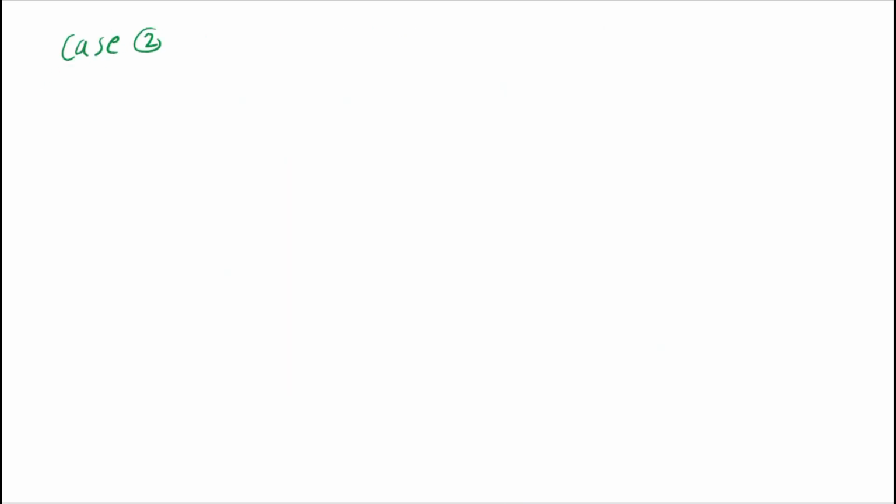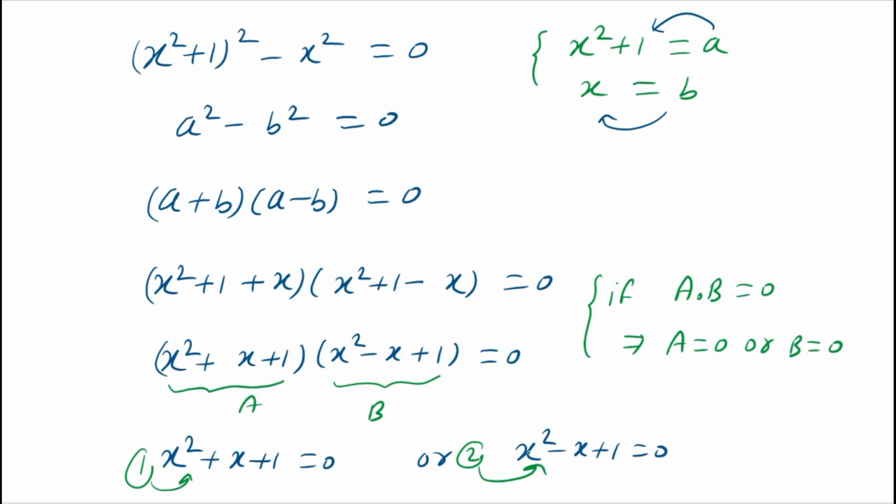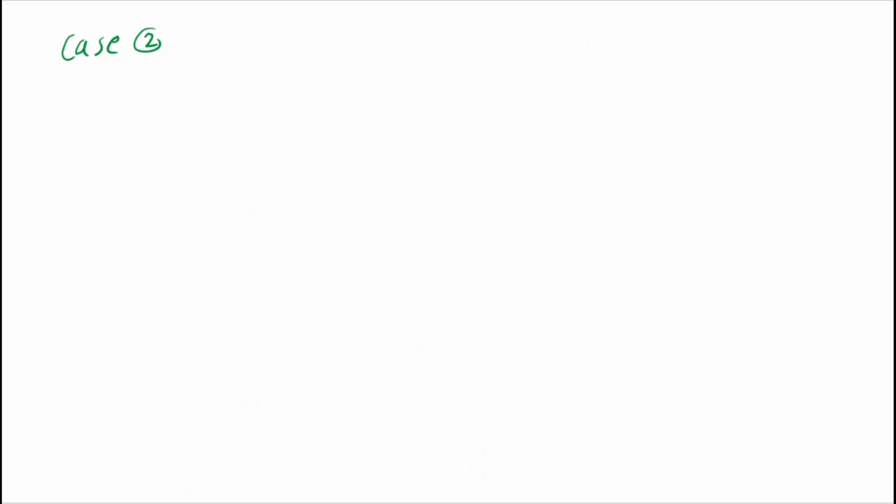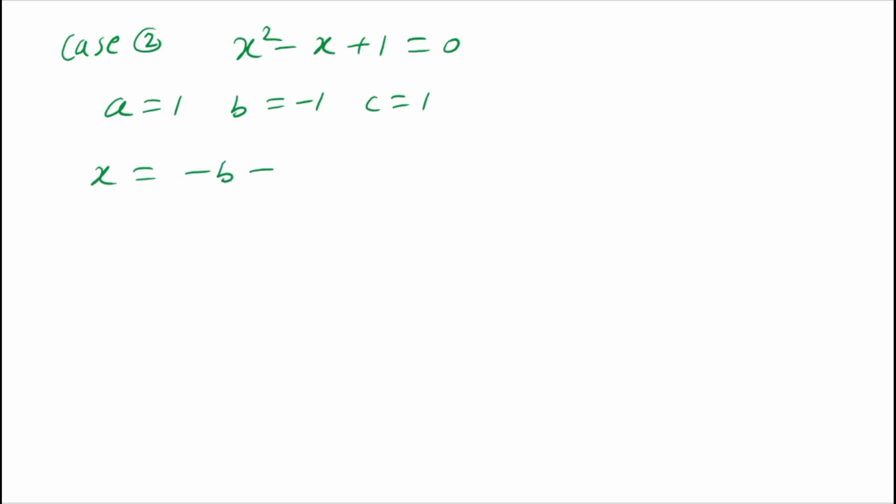second, and we know that here case second is x square minus x plus 1 equals 0. Here the value of a is 1, the value of b is minus 1, and the value of c is 1. And we know the quadratic formula: x equals minus b plus minus square root of b square minus 4ac, divided by 2 times a.